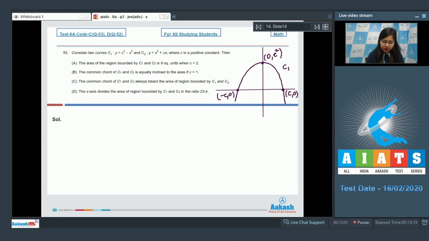Next is C2, that is y equal to x square plus cx. So we can say y plus c square by 4 is equal to x plus c by 2 whole square. So at x equal to minus c by 2 and y equal to minus c square by 4, this is the vertex and it passes through minus c, 0. So this is the curve C2, where this point is minus c by 2, minus c square by 4. Right? So this is C2.